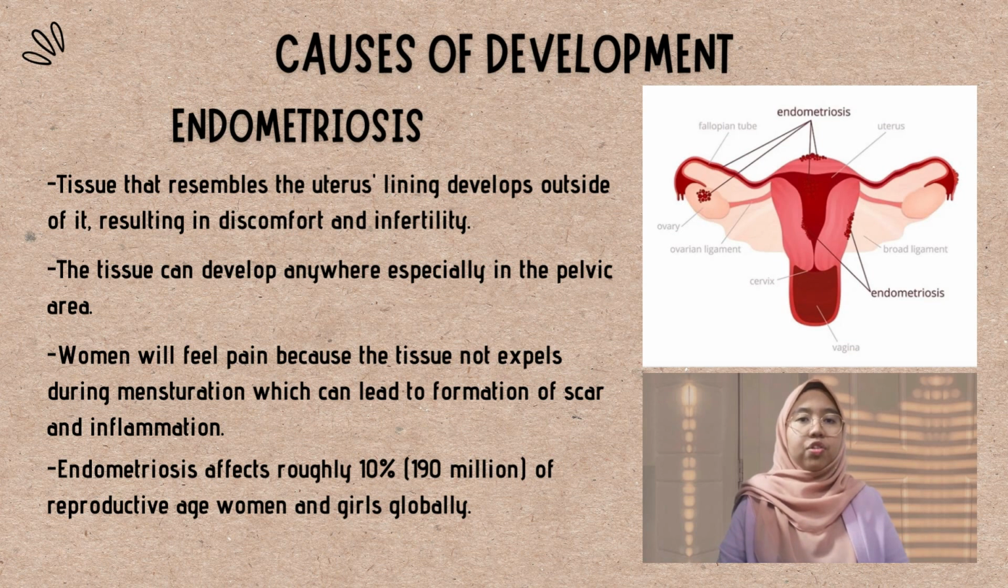The first cause of luteal phase defect is endometriosis. Tissue that resembles the uterus lining develops outside of the uterus, resulting in discomfort and infertility. The tissue can develop anywhere in the body, especially in the pelvic area. So, as you can see in this picture, the tissue develops at the ovaries, along the fallopian tube, at the tissue that supports the uterus, and outside the uterus.